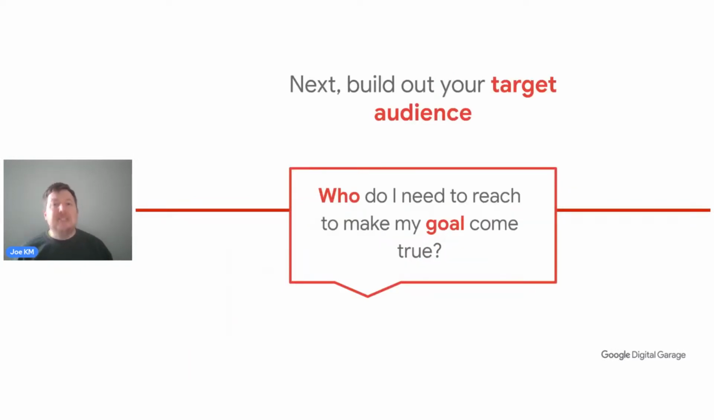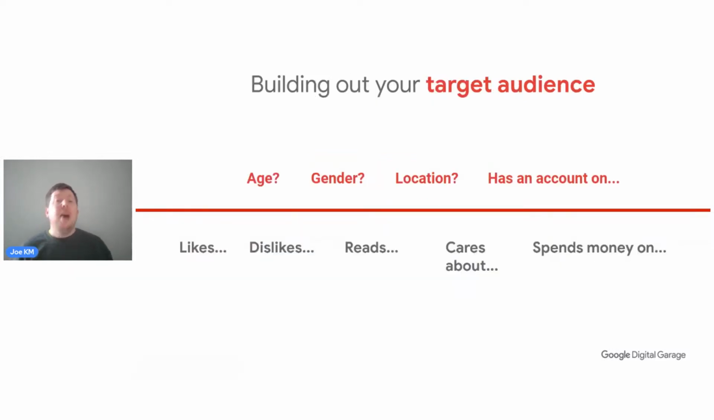So next, build out your target audience. So now you've decided what it is you want to do. You have to decide who they are. So who do I need to reach to make my goal come true? So start building out your target audience. So maybe new page, target audience. You might want to use words like persona, avatar, target audience, ideal clients.